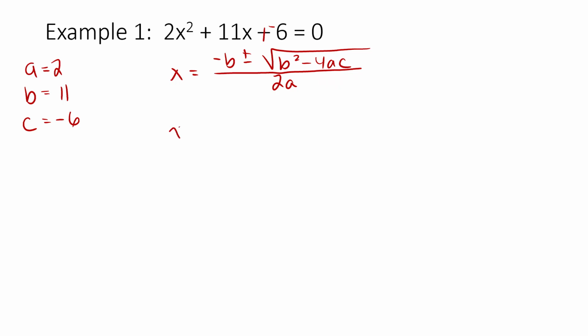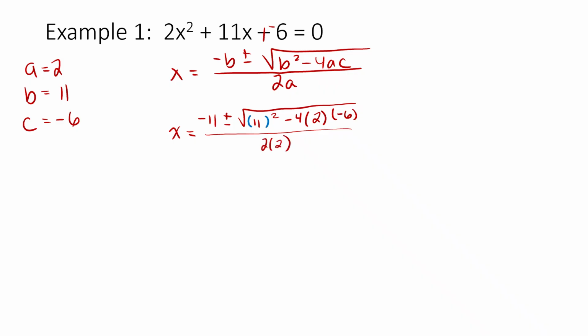All right, plugging it in. The opposite of b, well, b is positive 11, so the opposite of positive 11 is negative 11. Plus or minus. And now here I'm going to do something that might seem a little bit odd to you. When I go to do the b squared, I am going to put the b in parentheses. It is not needed in this particular problem, but there's a reason I'm doing it. Minus 4 times a, which is 2, times c, which is -6. All over 2 times 2.